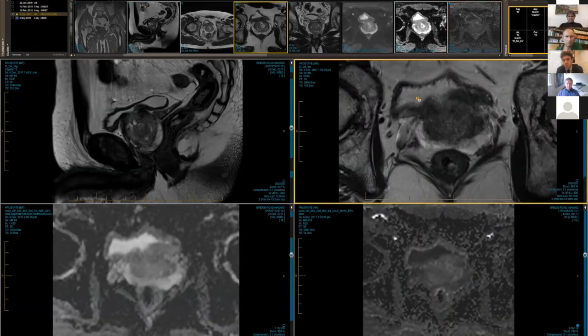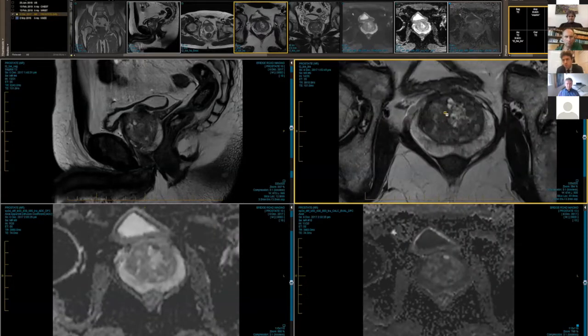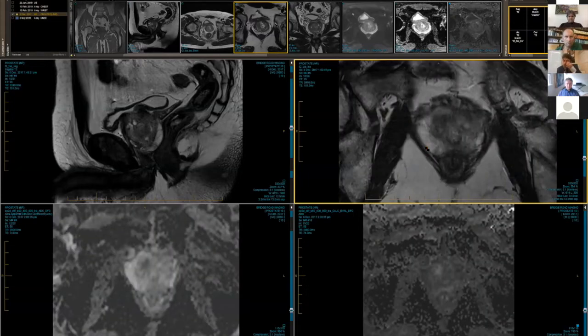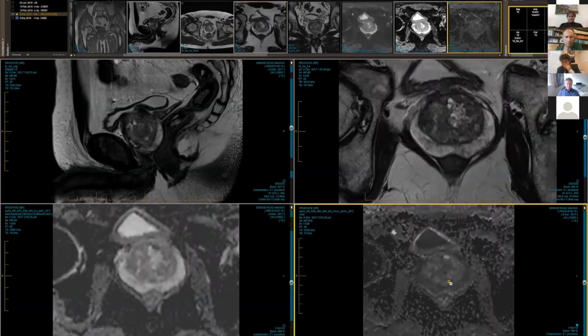And if we go from the base, we can see bladder here. This is probably central zone here. As we go through peripherally, we see the transition zone here, peripheral zone here. What I'm really looking for is a focal area of decreased signal intensity on T2 or ADC, or an area of increased intensity on high B value diffusion imaging.